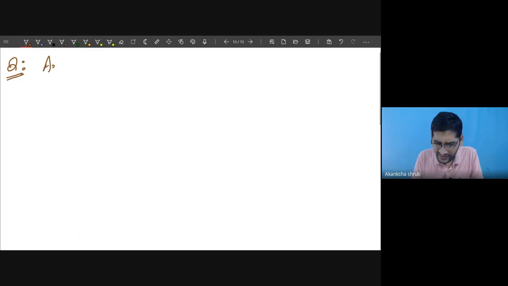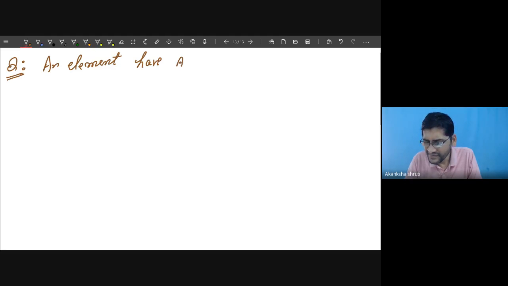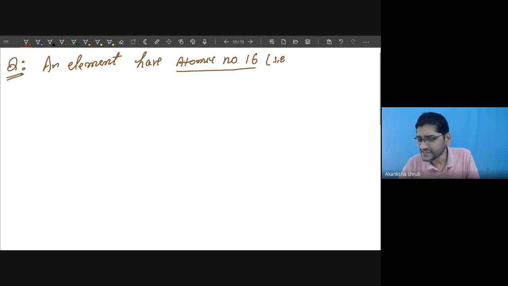So write, an element have atomic number 16. Rather than giving the atomic number, sometime it is given that an element contains 16 electrons. That is, its atom contains 16 electrons. Rather than atomic number, only this number of electron in that species will be given. Getting no? It is that much.